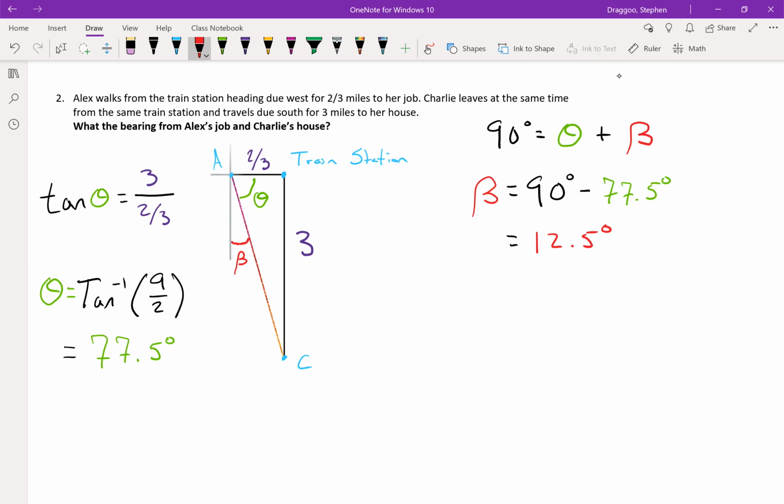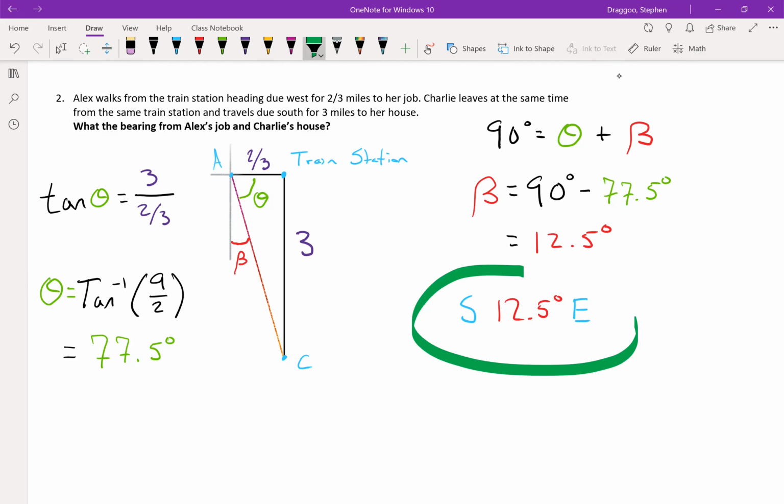So our final step is to put that into a bearing. So we know that our bearing angle is 12.5 degrees. And if I start from point A and go to point C, I'll need to be going southeast. So that bearing should be south 12.5 degrees east, or 12.5 degrees east of south.